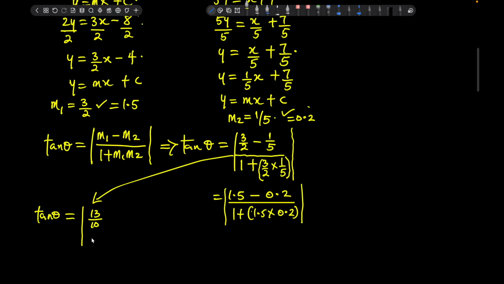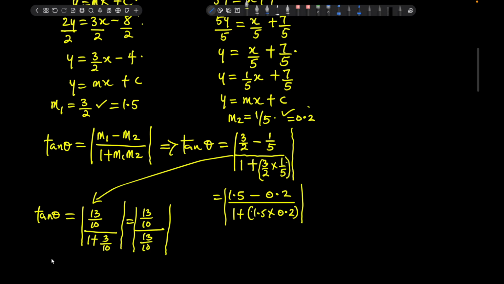Then let's come to the bottom, over 1 plus 3 times 1 is 3, 2 times 5 is 10 over 10. Now this is equal to 13 over 10. When you add 1 plus 3 over 10 on your calculator again, you have 13 over 10 as well. Now we have 13 over 10 at the top, we have 13 over 10 at the bottom.